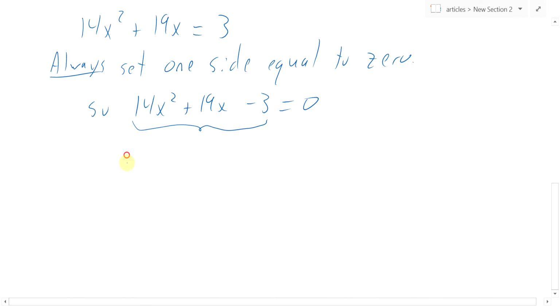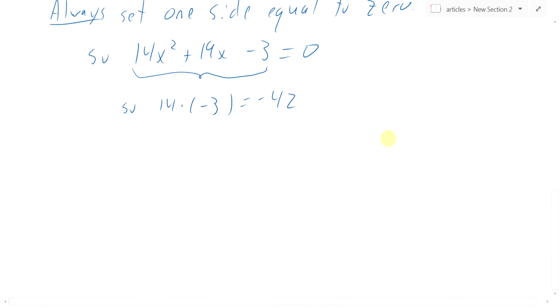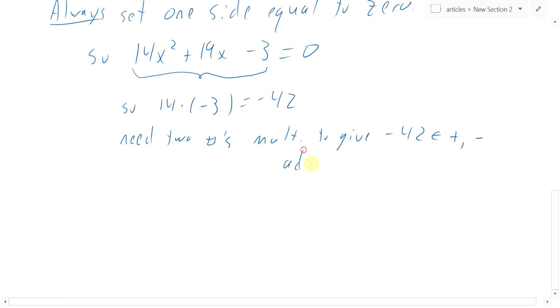Factor that thing. So 14 times minus 3, multiply the first times the last, and you get minus 42. So what do we need? We need two numbers that multiply together to give minus 42, add together to give 19. But what do we know about the two numbers? Well, if you get a negative, that means you need a positive number and you need a negative number. Add to give plus 19.